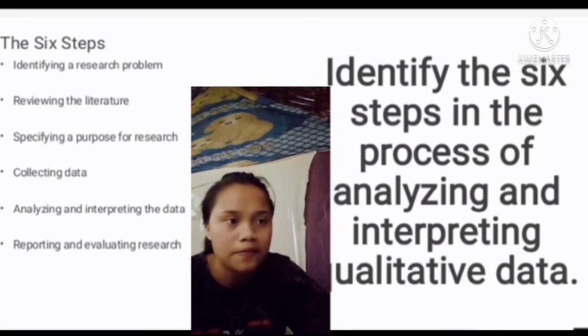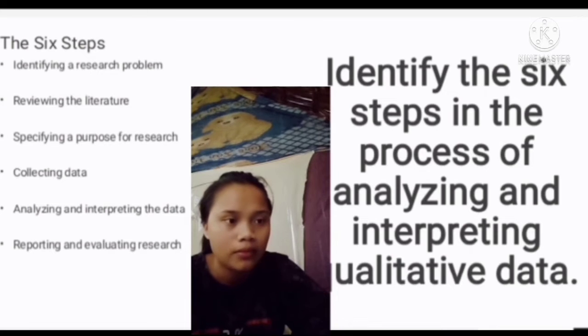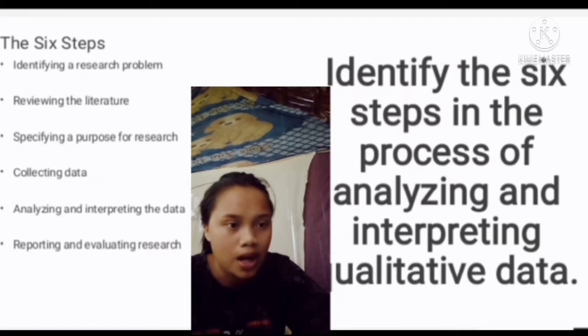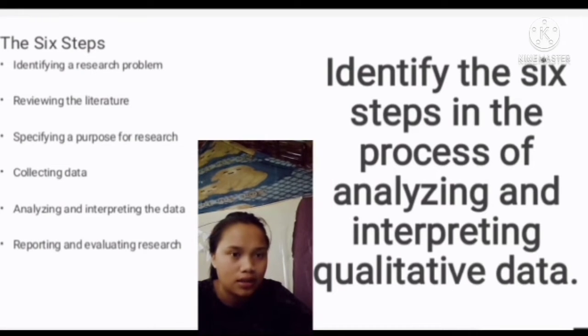The fourth step is collecting data. Collecting data means identifying and selecting individuals for a study, obtaining their permission to study them, and gathering information by asking people questions or observing their behaviors. And the fifth is analyzing and interpreting the data.